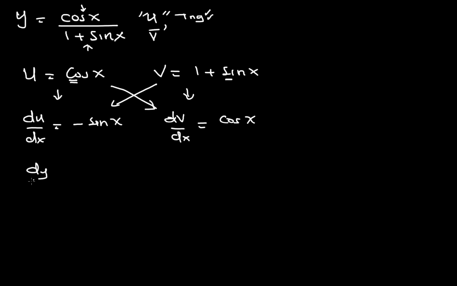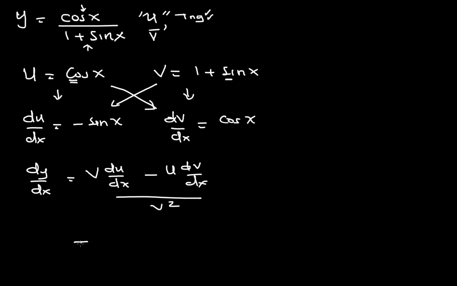So we can say dy dx is equal to, it starts off with v, the bottom function, v du dx. Once you know what it starts with, it's easier. Then u dv over dx over v squared. So this will give us what? This is going to give us, we start with this sine x, right? Then we multiply it with what? With du dx, which is minus sine x. And then we'll take away, remember the middle sign is take away, not addition. Then u is cos x.